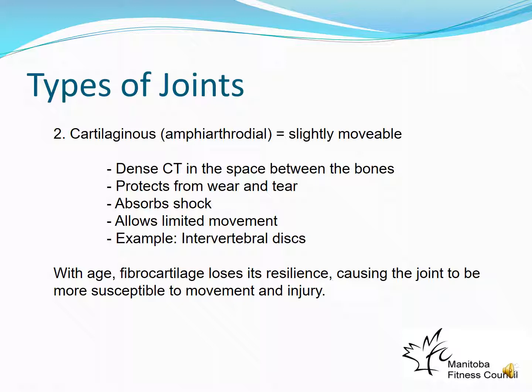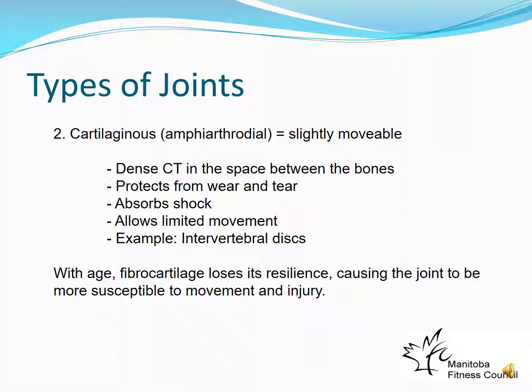It does not allow free movements, especially in comparison to the synovial joint that we will talk about next. Okay, so these cartilaginous joints, these intervertebral discs, are going to protect the two bones in the vertebra from wear and tear. It also will absorb shock, and it will allow some limited movement. So it will allow some flexion and extension and lateral bending of the spine. So cartilaginous joints are slightly movable. And the best example of them are the intervertebral joints.